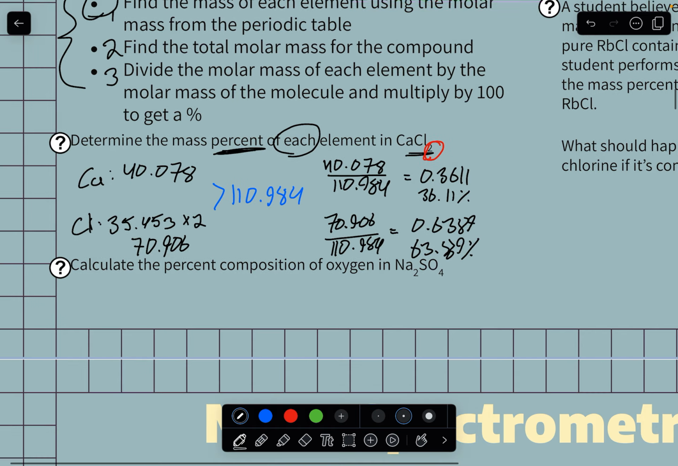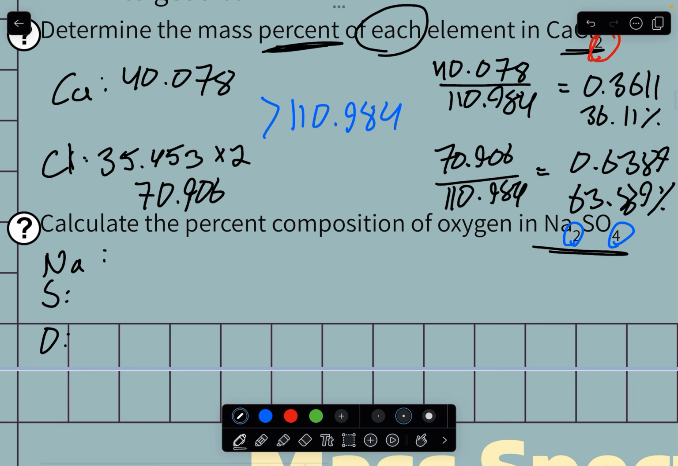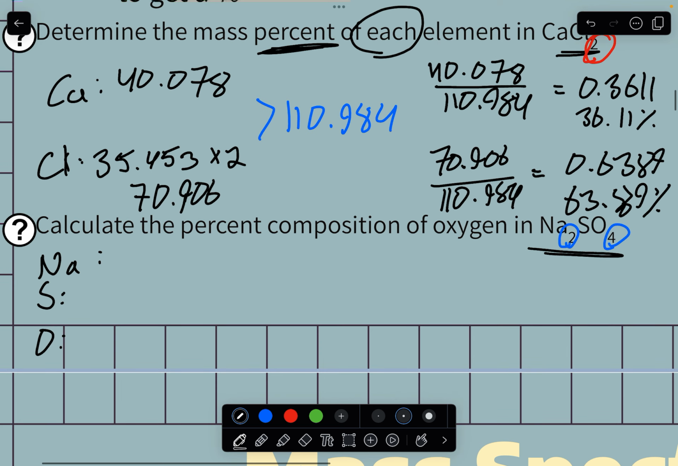The second one is the same thing. I'm going to let you do this. So in this compound here, we have sodium, sulfur, and oxygen. Be careful with your numbers. You have 2 sodiums, 1 sulfur, and 4 oxygens. But you're going to do the same thing here. You're going to look at the mass of the element times how many you have. Then you're going to find the molar mass of the whole compound together. And you're going to divide the element by the compound. So same thing we did for the first question above.